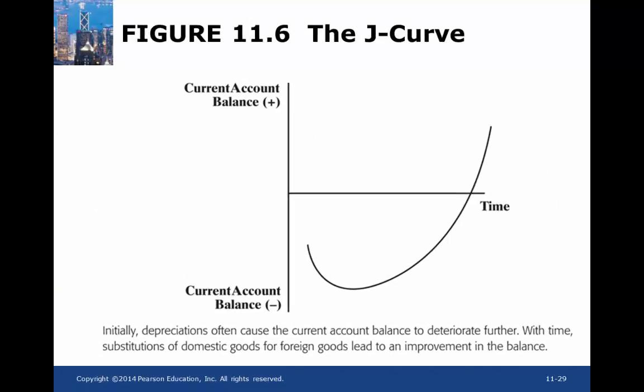Figure 11.6, the J curve. You can see that initially depreciation often causes the current account balance to deteriorate. Further, with time, substitution of domestic goods for foreign goods leads to an improvement in the balances.